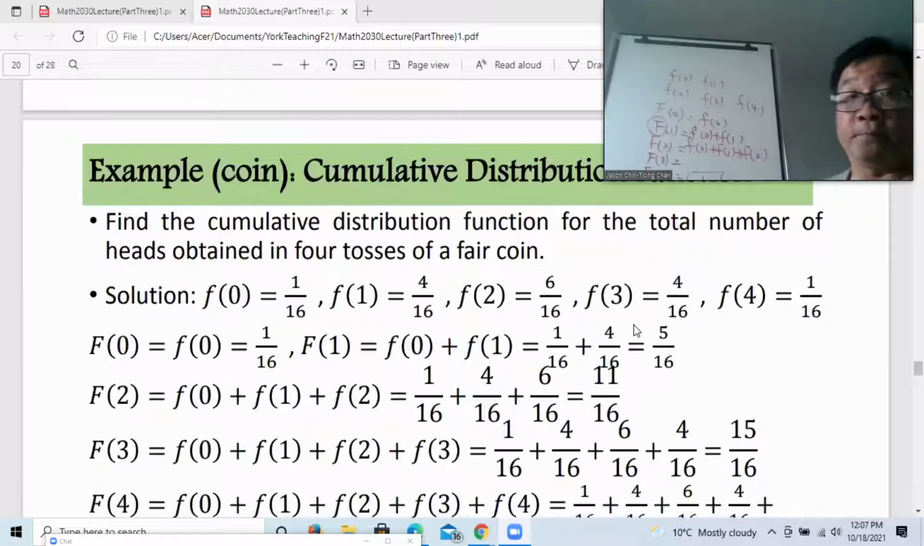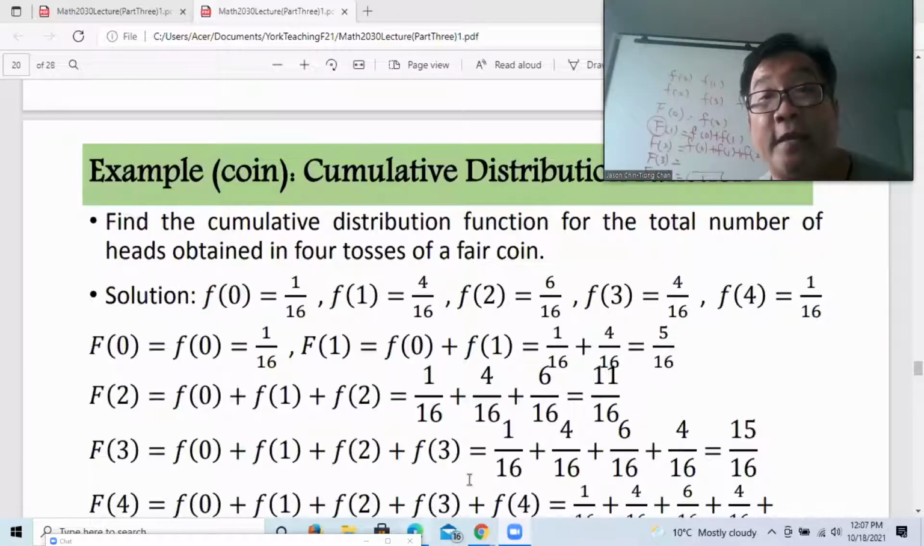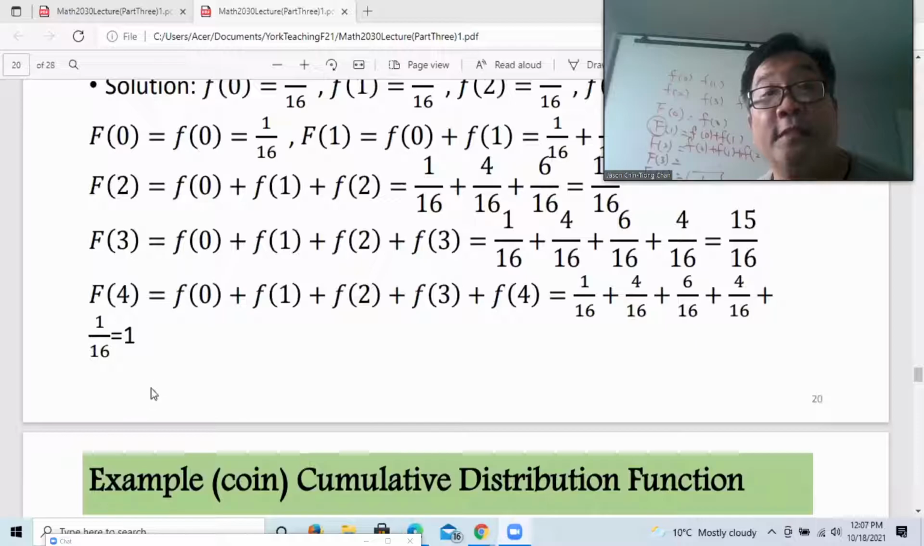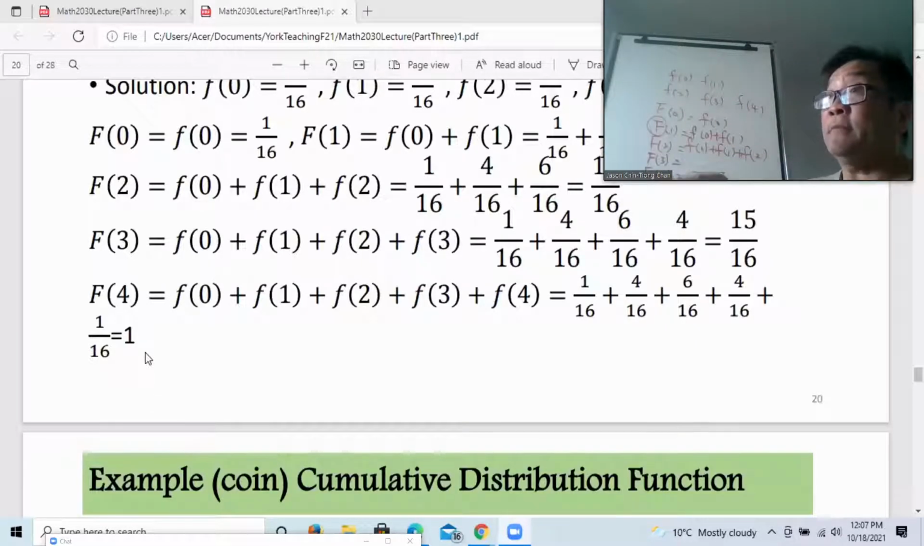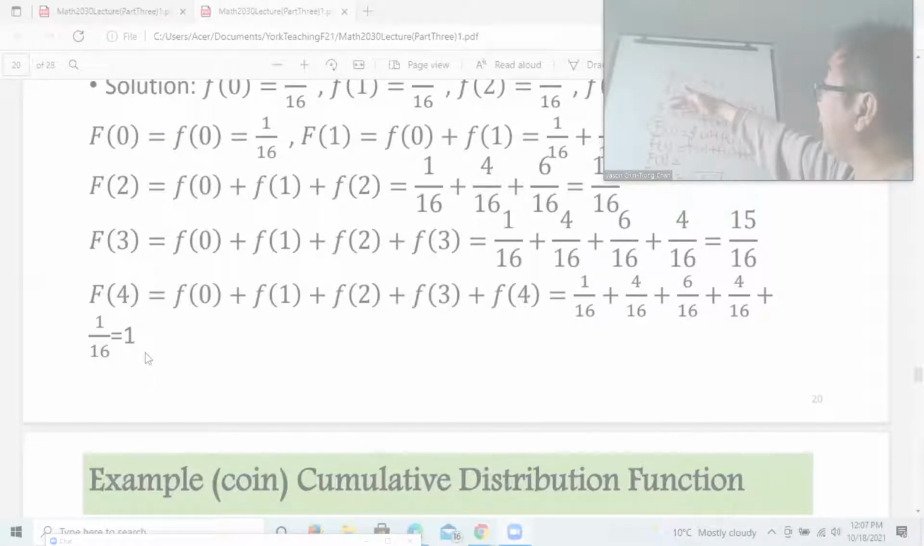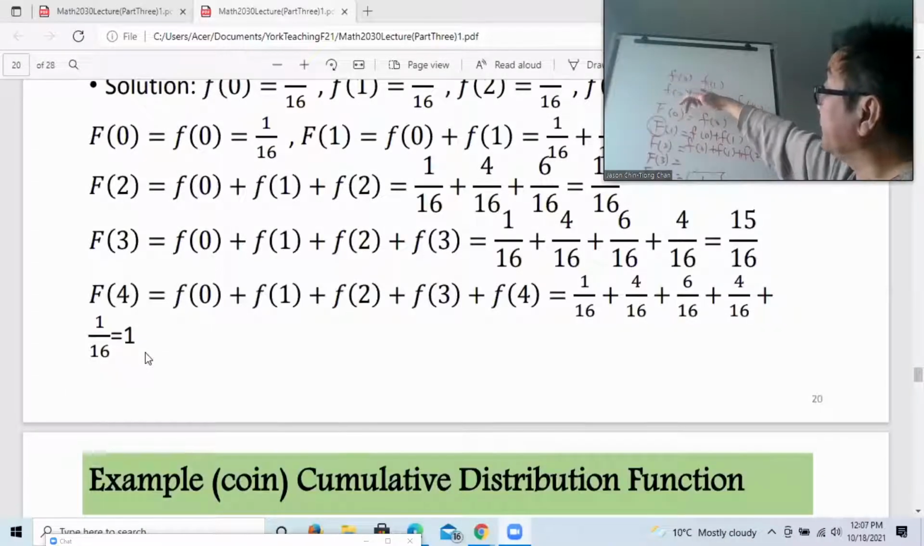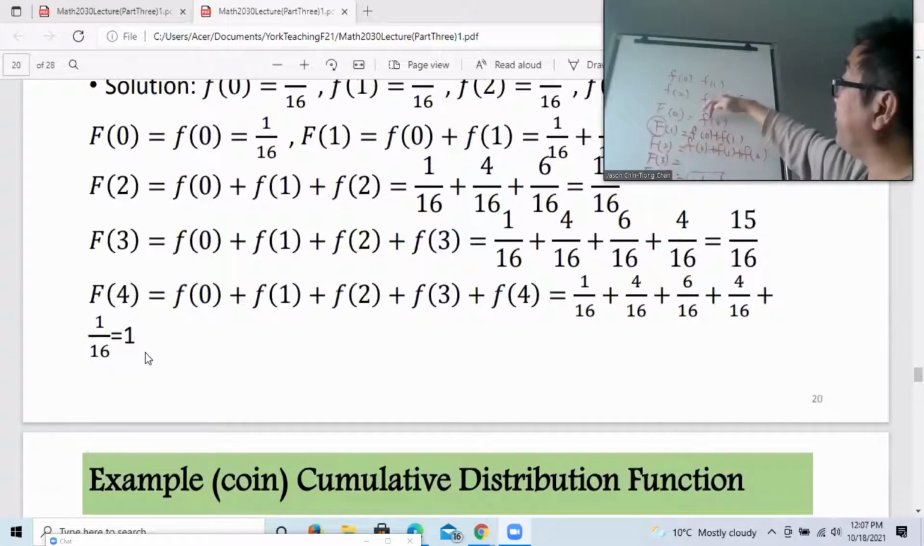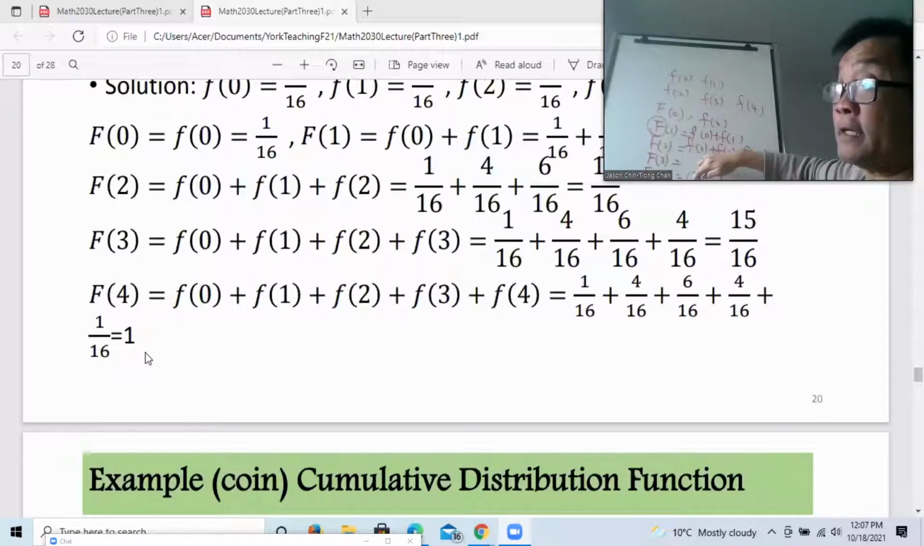Yes, okay, good. So now let's check the last one, F4. Is that equal to 1? Yes, because you sum up, higher and higher, more and more. So the probability value for the capital F, if the X value becomes more, then the probability value becomes more. Do you agree?